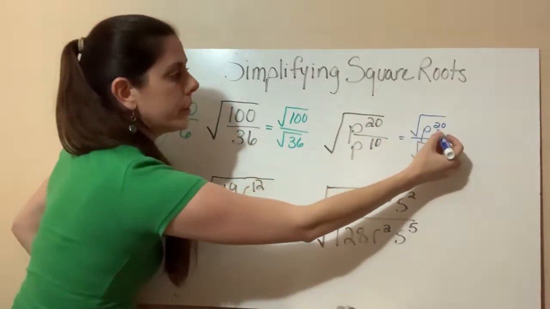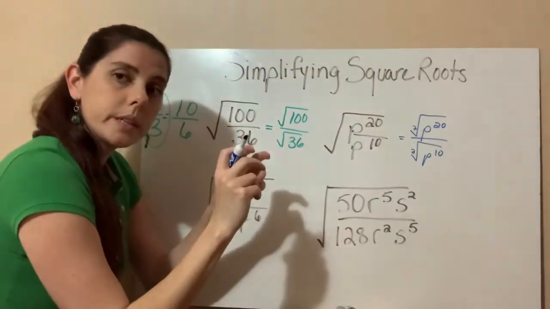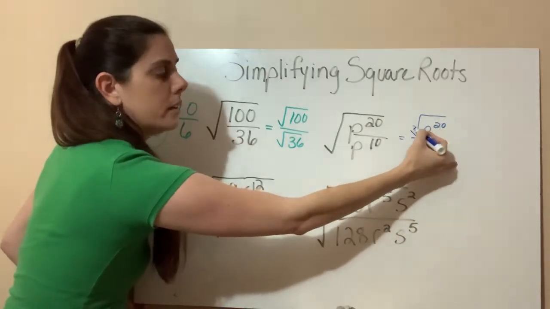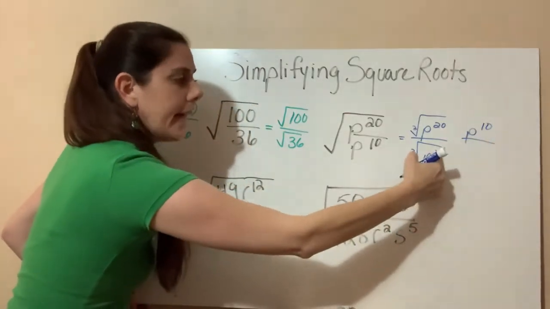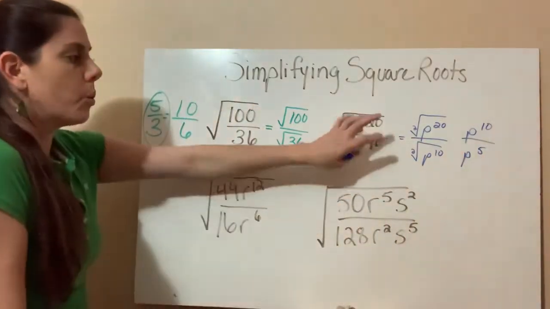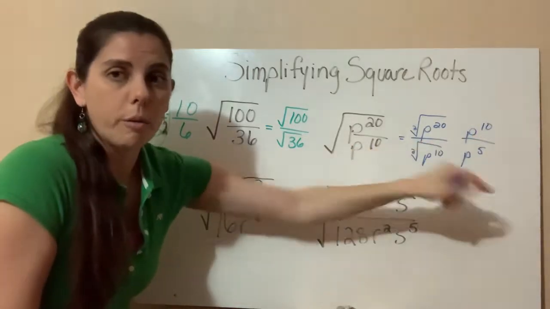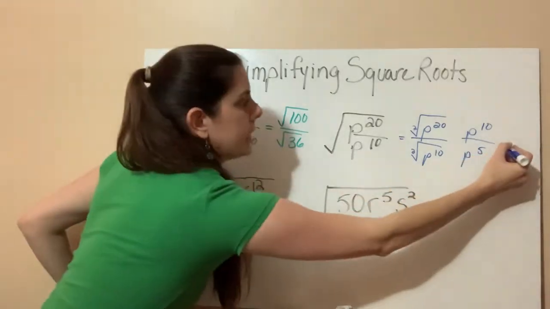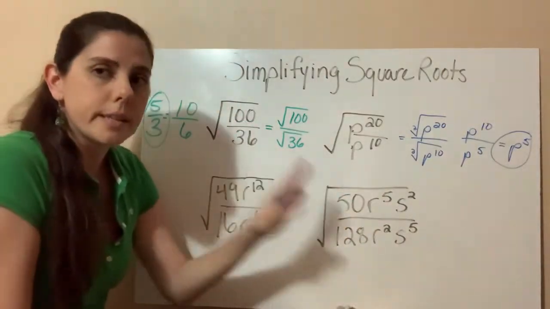So the square root of p to the 20th, again, we can put our little roots in there to help us remember what we need to do. So 20 divided by 2 is going to be p to the 10th. And then 10 divided by 2 is going to be p to the 5th. So rewriting it and then taking the square root gives us p to the 10th over p to the 5th. And again, using our quotient rule now, 10 minus 5 is p to the 5th. So we're getting the same answer.